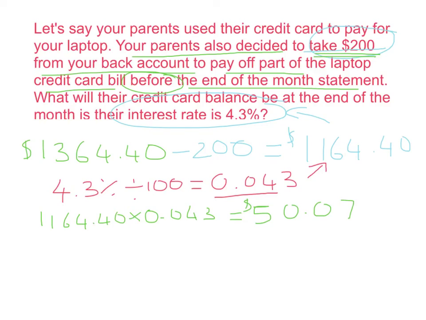So my new credit card balance at the end of that month is going to be my total that I purchased plus my interest. Remember, interest is always added on. Discounts are always taken off. HST is always added on. Again, you got to remember the difference between which one is added, which one is taken off. So because this is interest, amounts are added on to the amount. So my total amount on my credit card is going to be $1,164.40 plus my interest, which is $50.07.